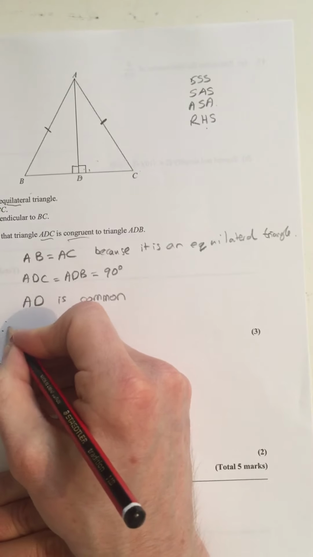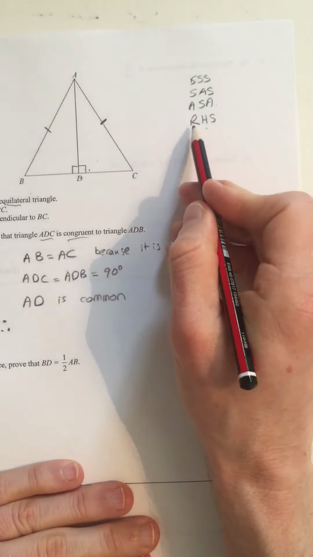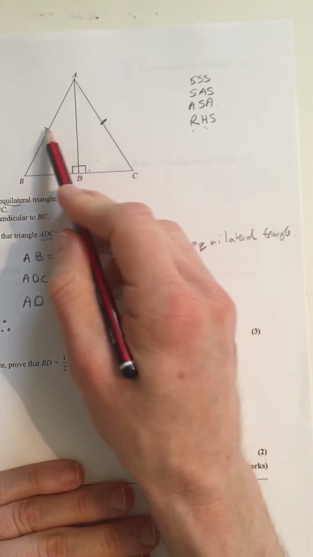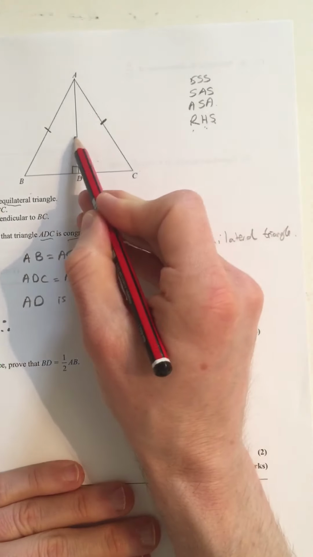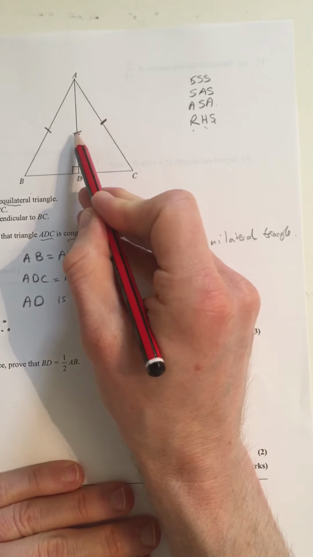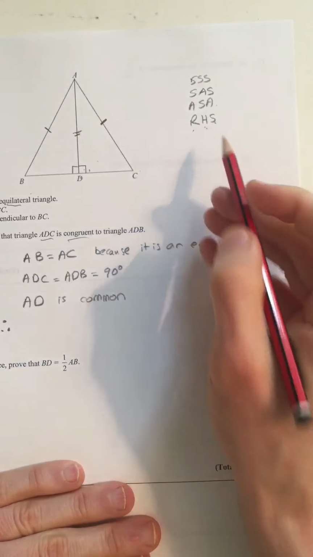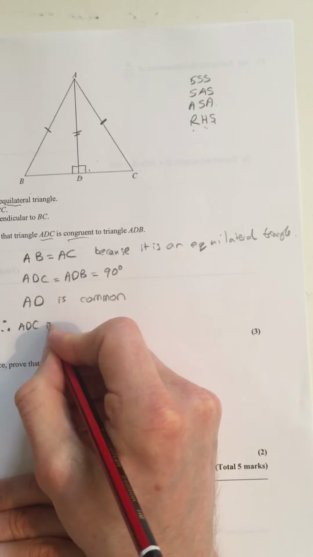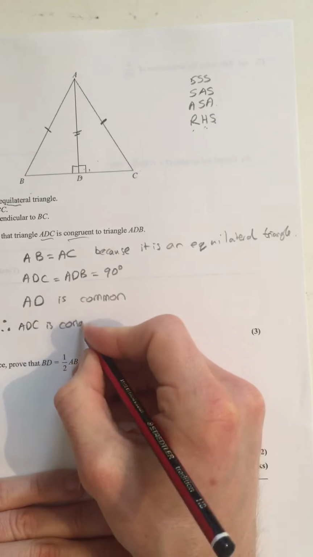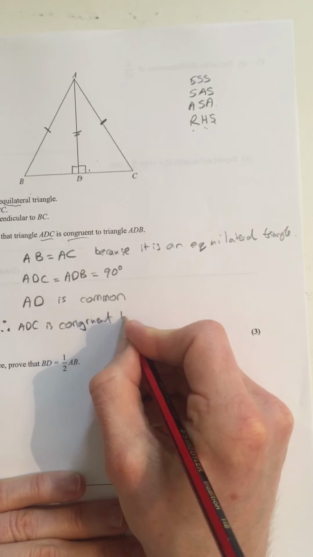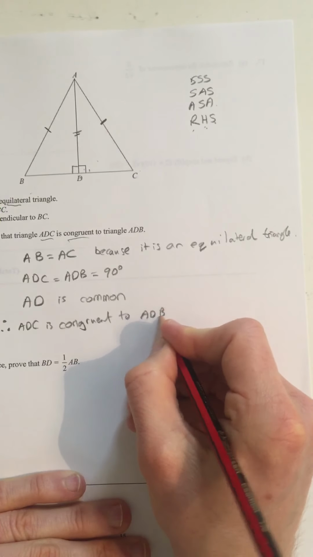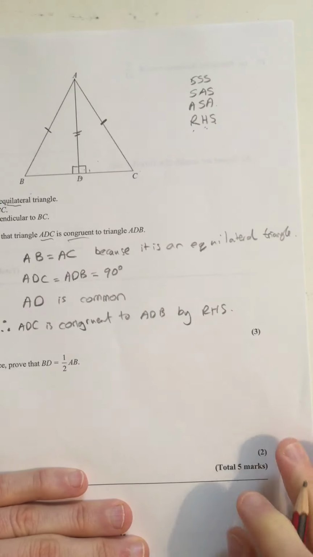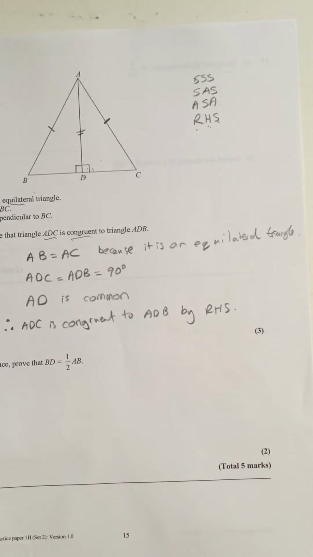So therefore, I've proved that there's a right angle in both triangles. I've proved that there's a hypotenuse that's equal in both triangles. And I've proved that there's a side that's the same in both triangles. So right angle hypotenuse side. So therefore, ADC is congruent to ADB by RHS. So that's part A done.